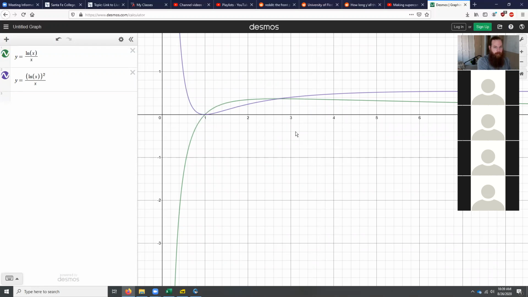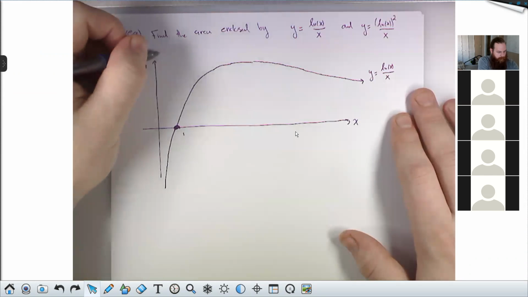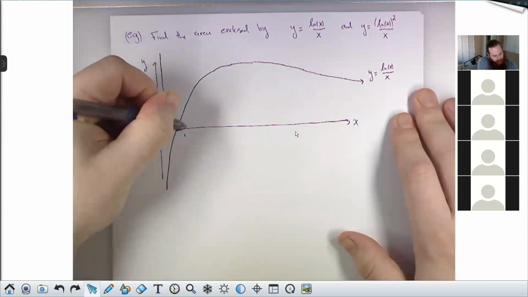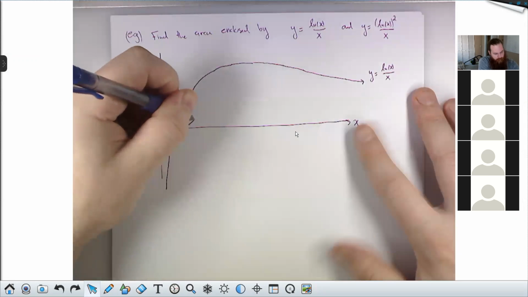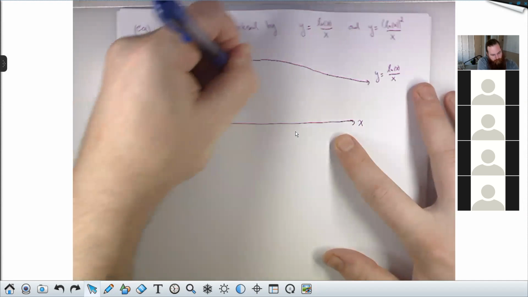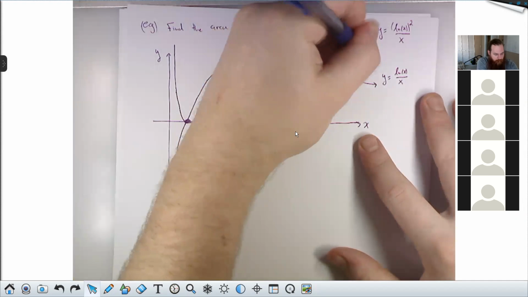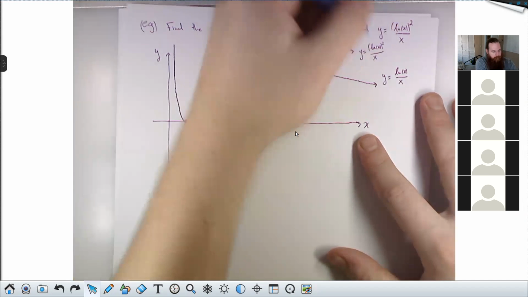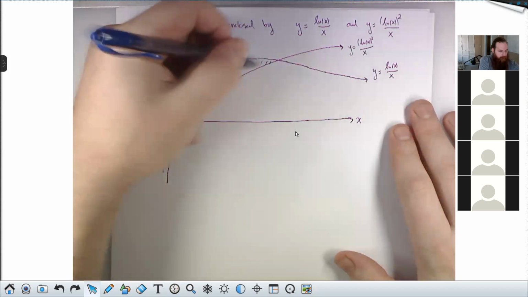So coming back, this guy, he comes down, then bounces here, and you have some sort of inflection point, and then continue off like that. This is y equals ln x squared over x. So the area we're looking for is this area.